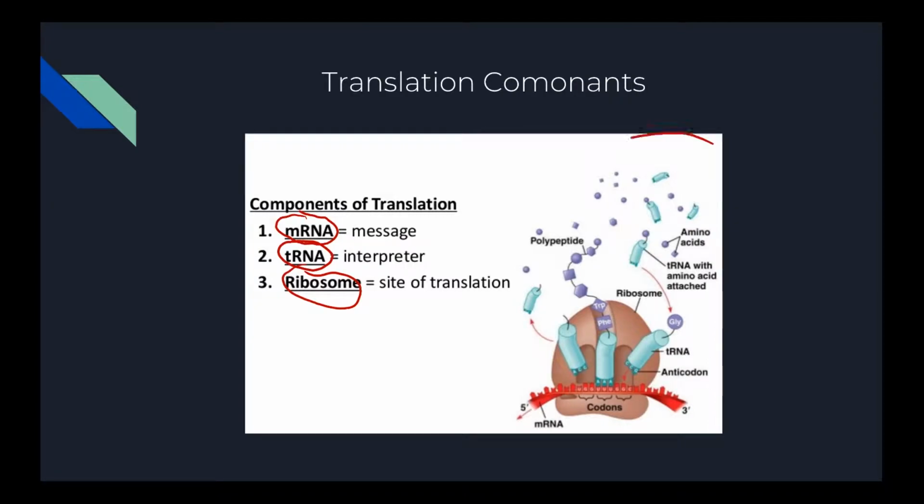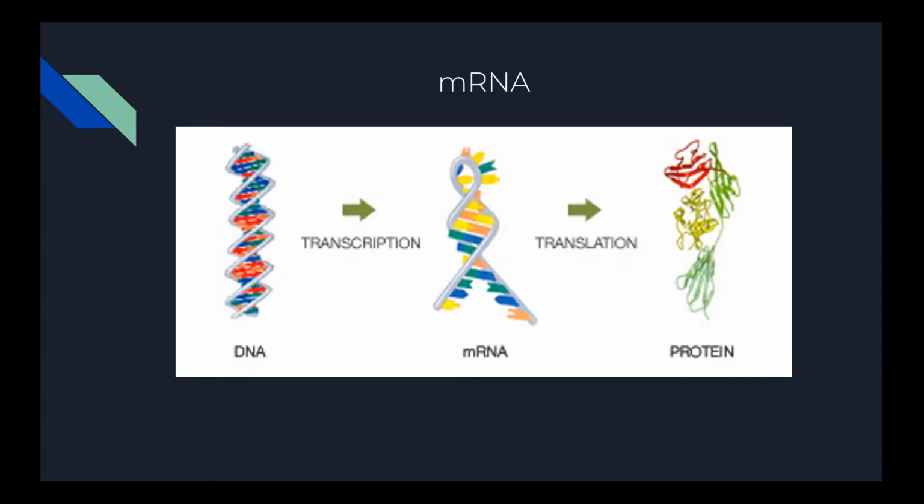So here we have on the right just kind of a very general diagram consisting of all the different parts we're about to talk about. So if you ever want to reference back to this diagram, please do. All right, first we're going to talk about the mRNA, which again was what we produced via transcription.